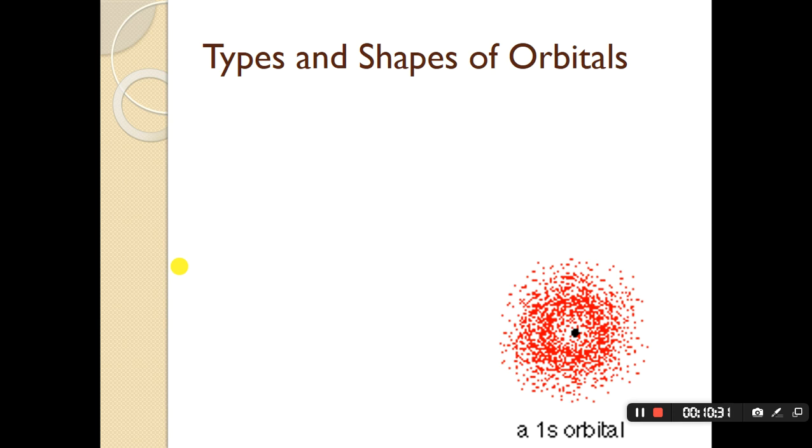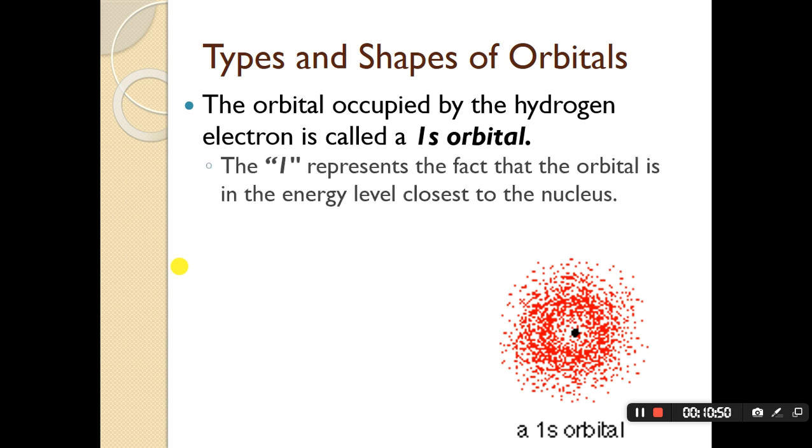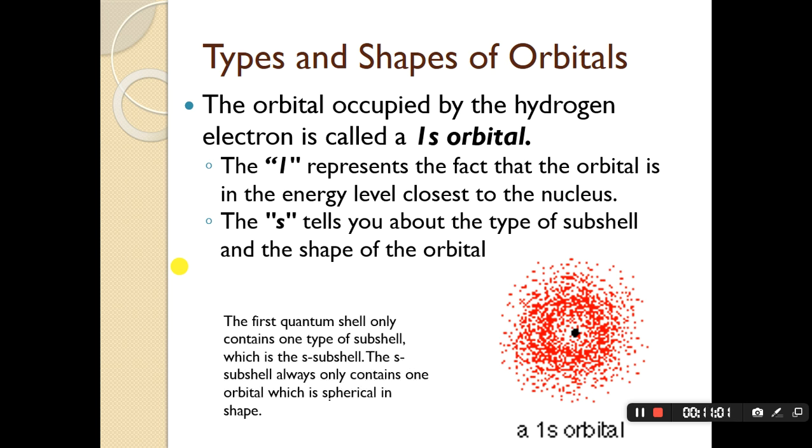Well, if you were to take snapshots like I was trying to show you earlier on and superimpose them, you'll find that each time you look at the electron, most of the time it's found in the spherical region around the nucleus. The 1 represents the quantum shell. S represents the subshell, which is the sub-energy level. The 1s level is the closest to the nucleus. There's only one orbital here, and this orbital is spherical in shape.